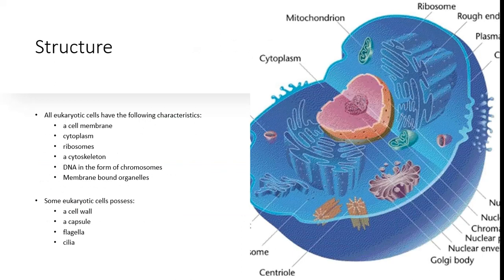But remember, as with the prokaryotic cells, some of these structures are going to be found in all eukaryotic cells. So they're the plasma or cell membrane, cytoplasm, ribosomes, DNA, and then of course they're going to have membrane-bound organelles. Some are not going to be found in all cells, such as not all of them are going to have a cell wall or flagella or cilia.